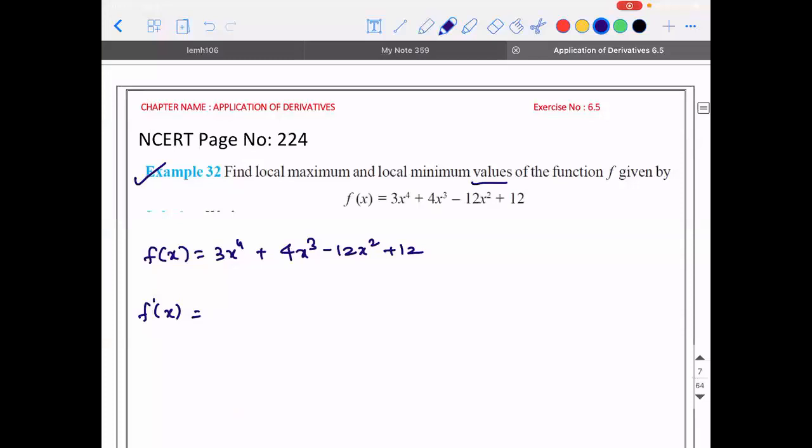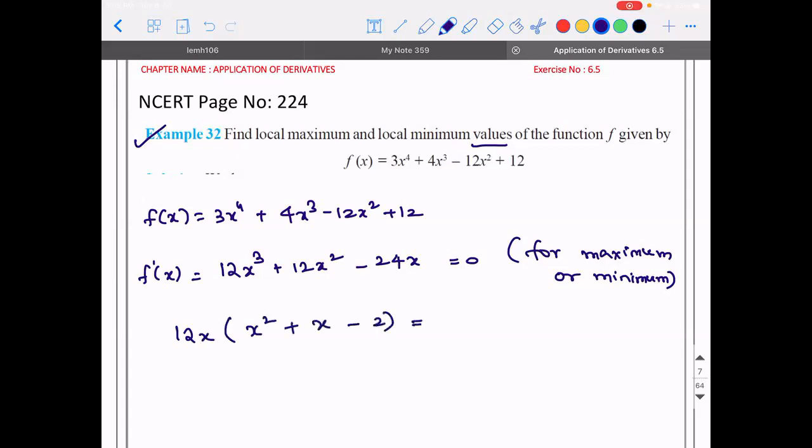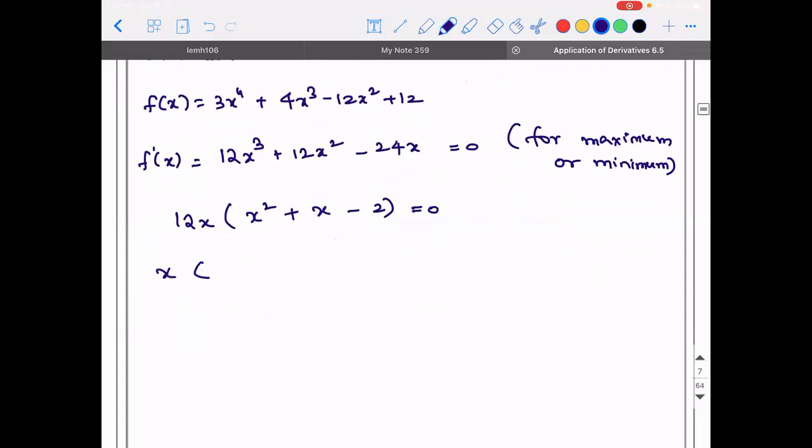So what is f dash of x, guys? It is 12x cube plus 12x square minus 24x, right? If I equate this to 0 for maximum or minimum, then 12x into x square plus x minus 2 is equal to 0, right? So 12 will go to the other side, x into, factorize this and you will have x plus 2 into x minus 1 is equal to 0, right?